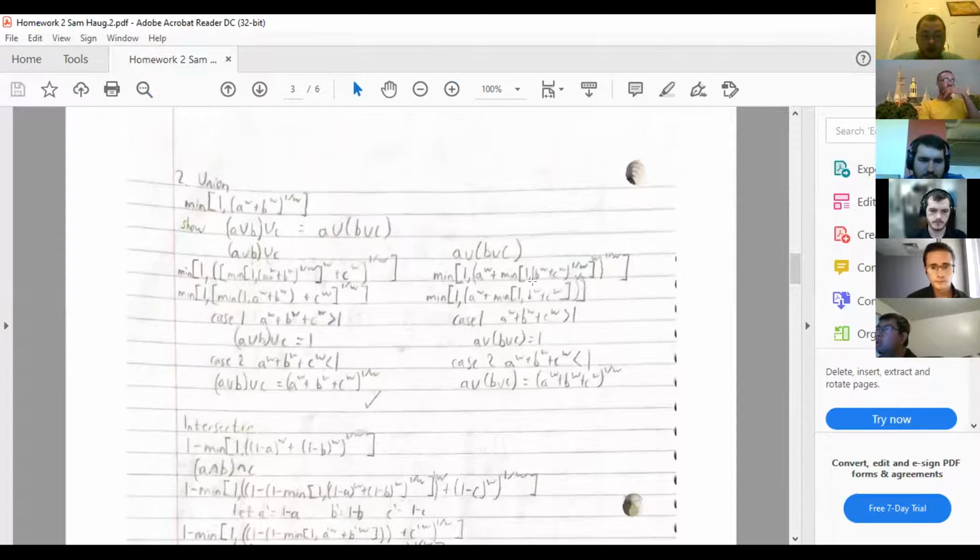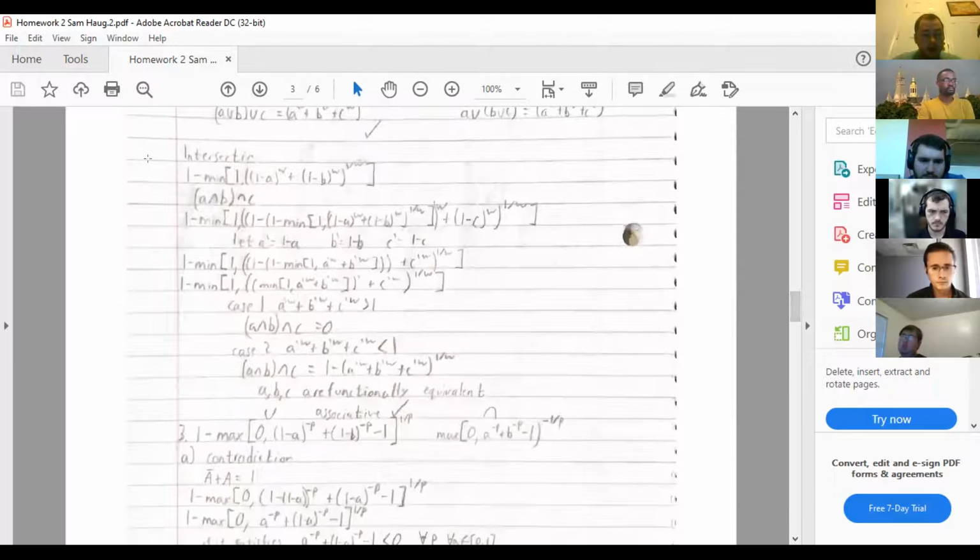Once you do just a little bit of simplifying, you have to break it up into cases because of the min. Well, there's probably another way to do it, but the way I did it was to break it up into cases. You did kind of a tree branching here, right? Right. And so for both cases, it works out that they're equal to each other. So I got that the union was associative.